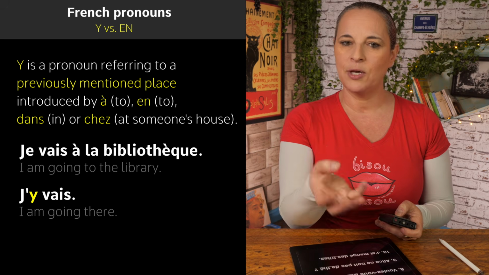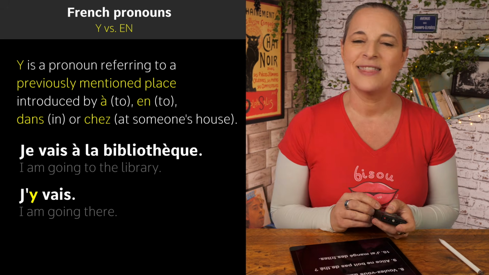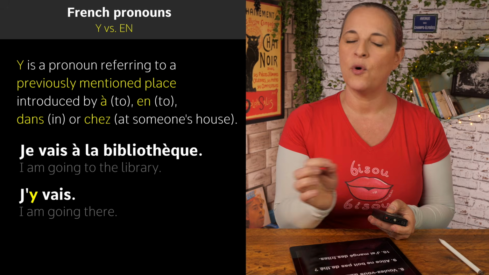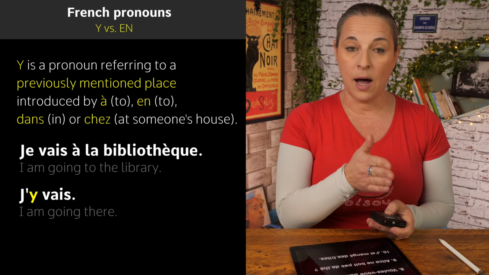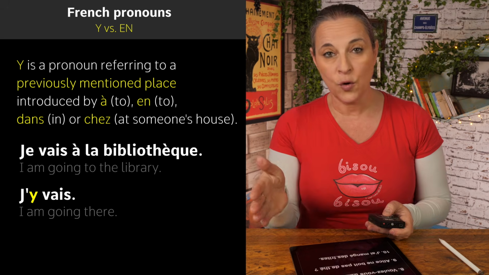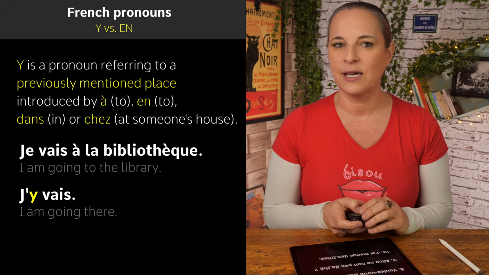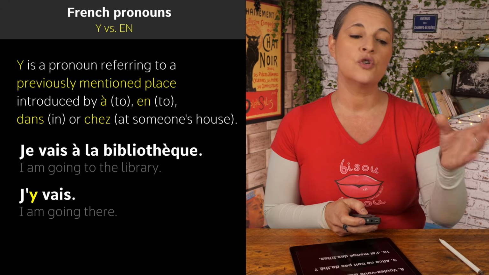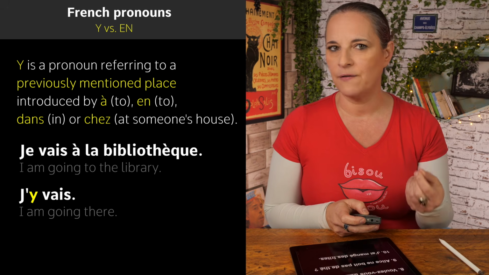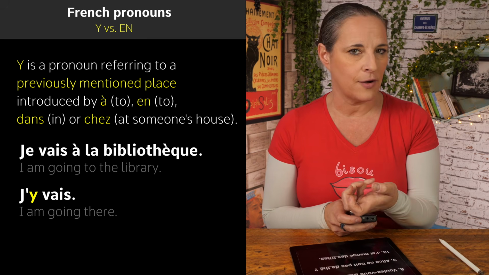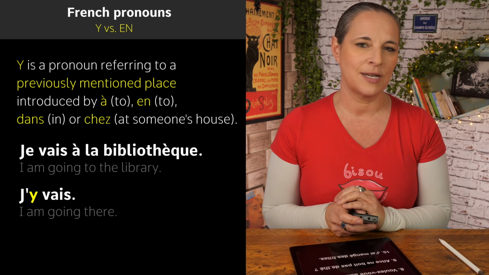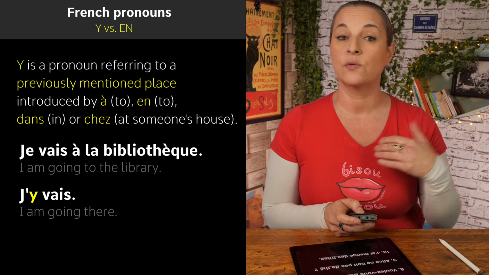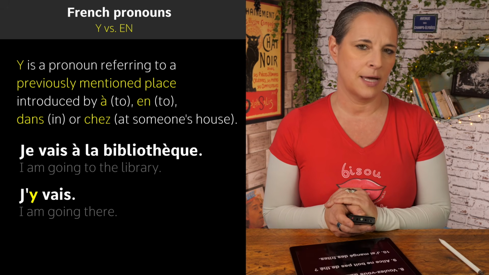We've taken à la bibliothèque, got rid of it, and then we added y before the verb aller, which is to go. So y, there, go. That's pretty much what that means, okay? Now, the je here is not je y because we can't have an e next to a y. To make it sound better, we drop the e, we put an apostrophe, and we put the y. So, j'y vais, I am going there.